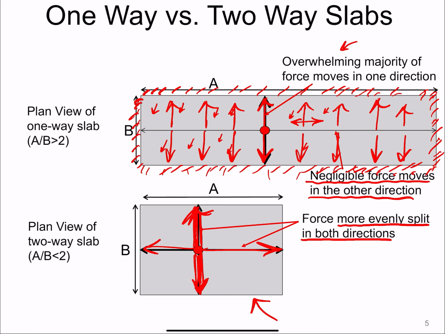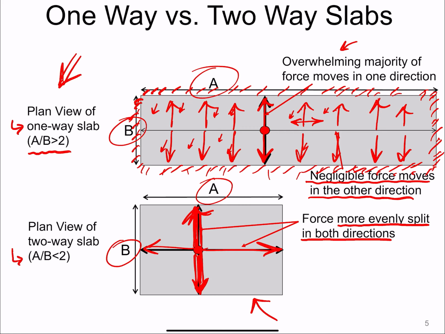So a way to define one-way and two-way action is in terms of the dimensions. You see A here in the long direction, B is the short direction. A is still here, B is still here. A the long, B the short direction. So if A over B is bigger than 2, you have one-way action. And if A over B is less than 2, then you will have two-way action.